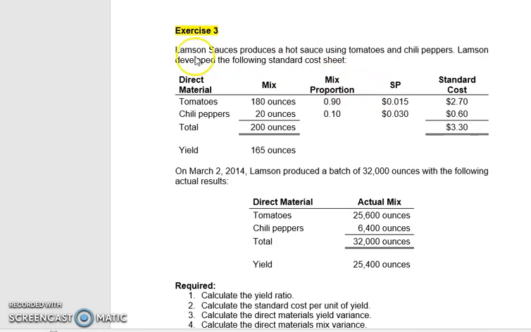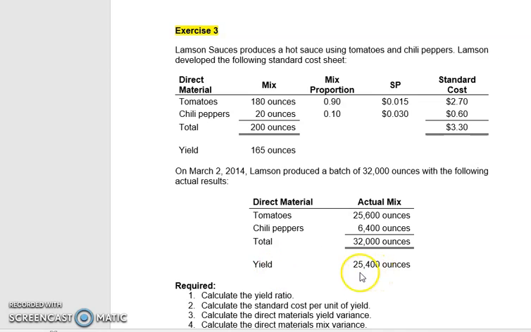Exercise 3. Lamson Sauces produces a hot sauce using tomatoes and chili peppers. Lamson developed the following standard cost sheet. So this is the information on tomatoes and chili peppers, and the yield is 165 ounces. On March 2nd, 2014, Lamson produced a batch of 32,000 ounces with the following actual result.